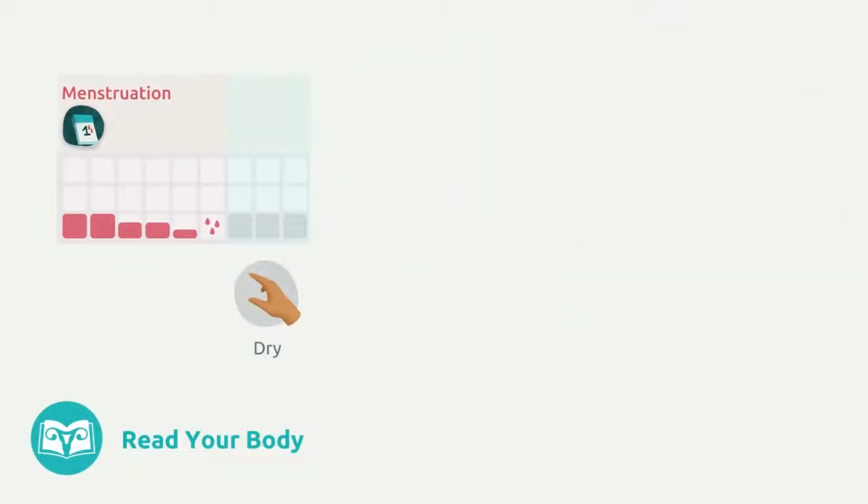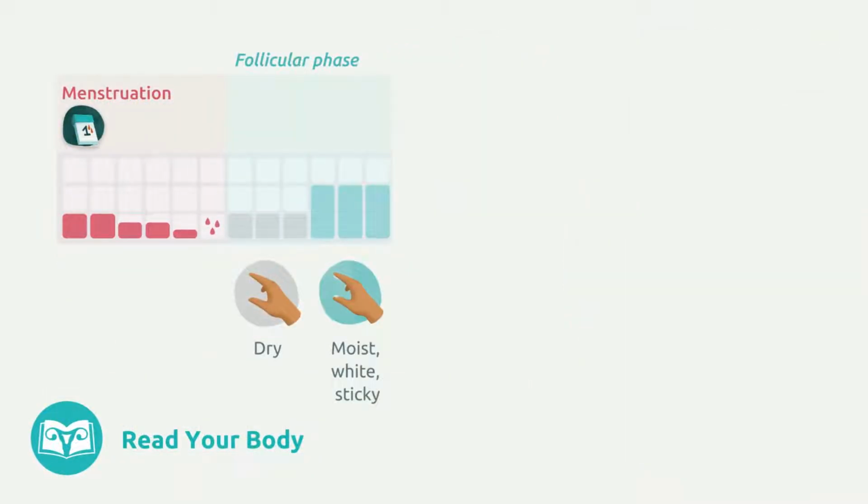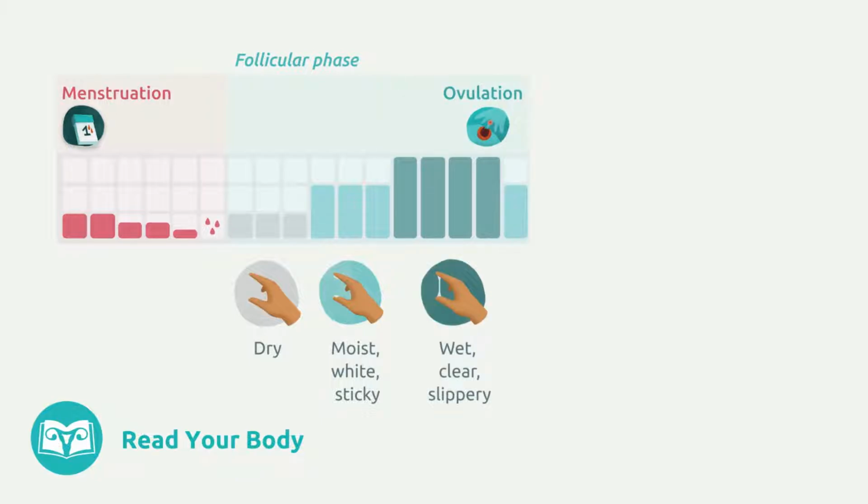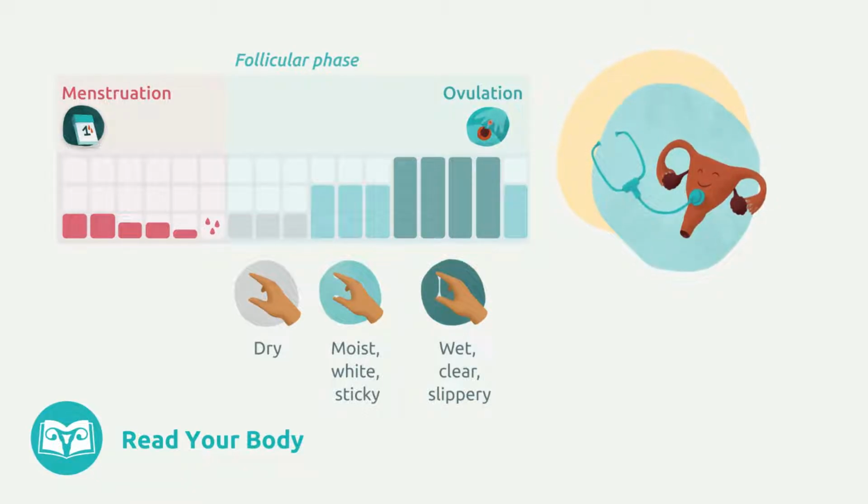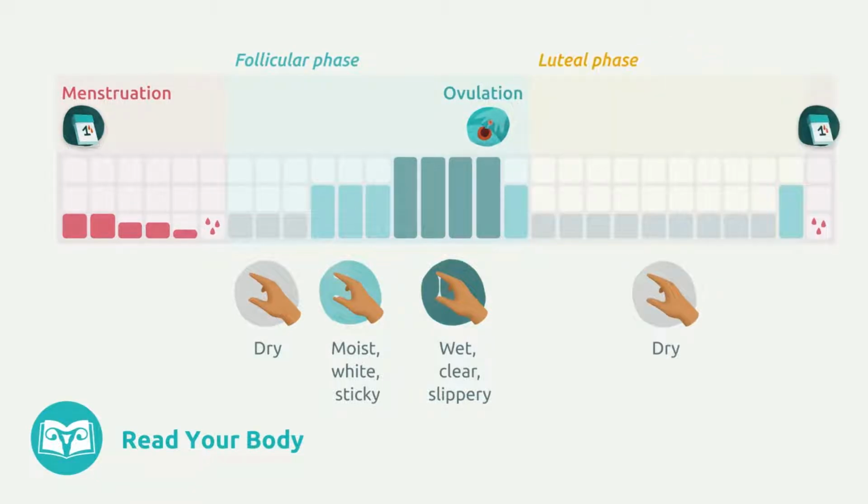Cervical fluid patterns tend to change and develop from dry to moist white sticky to wet clear slippery, leading up to ovulation. Ovulation is the release of an egg from the ovaries and a vital sign of health. After ovulation, there's an abrupt and sustained transition to more dry.